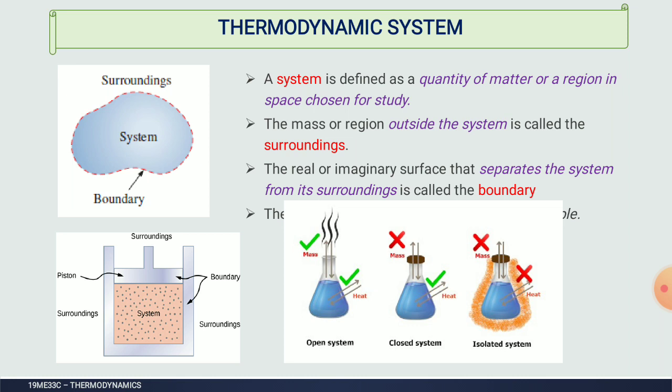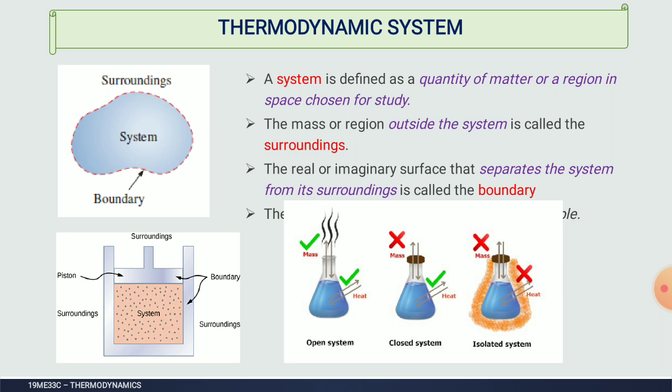Okay. For a real-time example, if you consider a book, that book is a system, and except for that book, others are surroundings. The outer border of the book is the boundary. If the book is imaginary, then the boundary is an imaginary one.